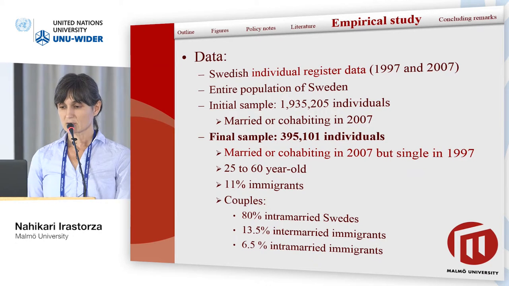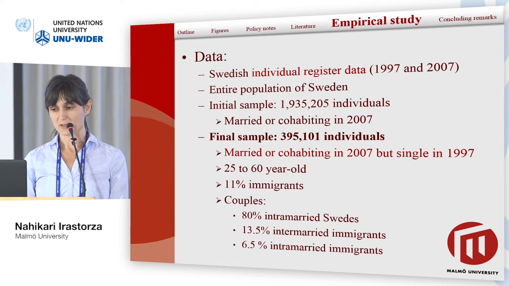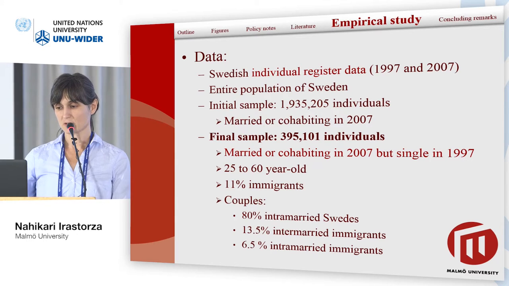So we selected 25 to 60-year-old individuals, and 11% of our final sample were immigrants. 80% of them were intermarried with Swedes. 13% were intermarried with immigrants, and 6% were intramarried immigrants.